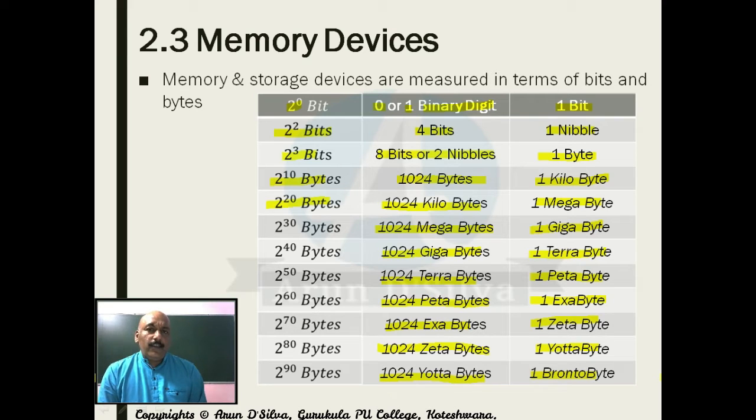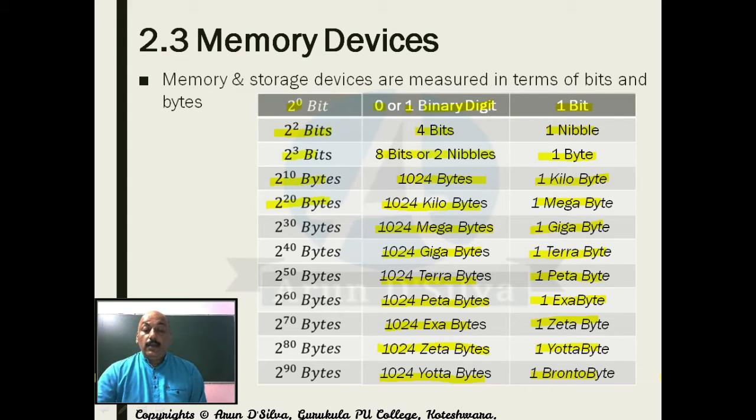So just give me the answer, or you do the little bit calculation after the class. In 1 megabyte, how many kilobytes are there? So 1 MB equal to how many KB? Anyway, that's all calculation. It's common sense. So I think all of you have understood how the memory storage devices are measured, right?